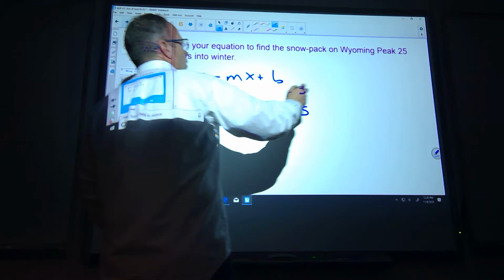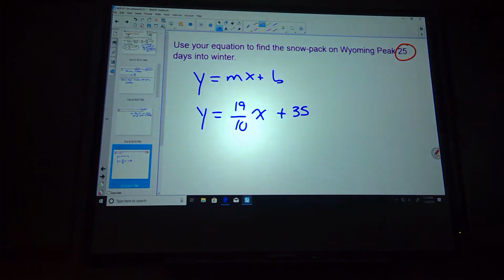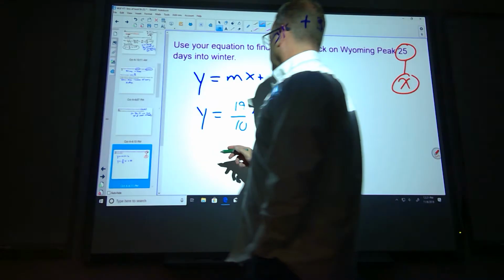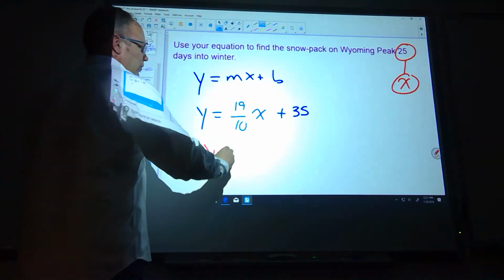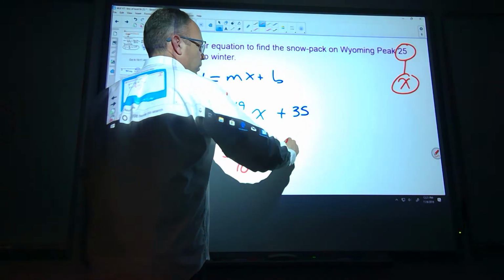Okay, so we want to figure this out 25 days into winter. So where should I plug 25 into this problem? X was the what, X was days or snow? Days. So this is an X value. So we're gonna plug this in. Y equals 19 over 10 times 25 plus 35.